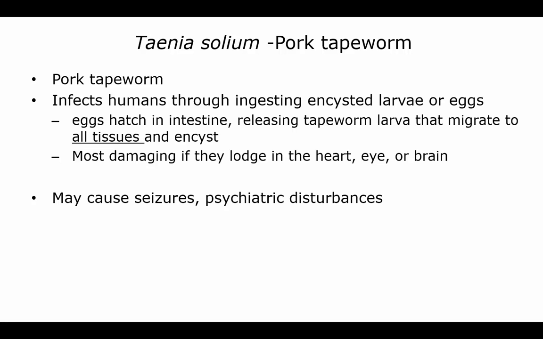The pork tapeworm, the Taenia solium, infects humans that ingest encysted larvae or eggs, and then the eggs hatch in the intestine, and the larva is released and migrates to all the tissues, and it encysts, and it can lodge in the heart, eye, or brain and cause seizures and psychiatric disturbances.